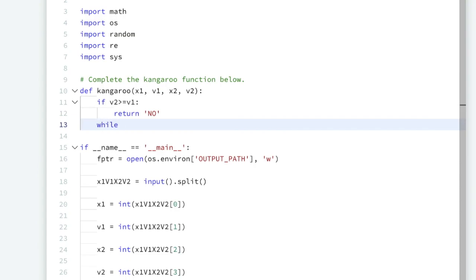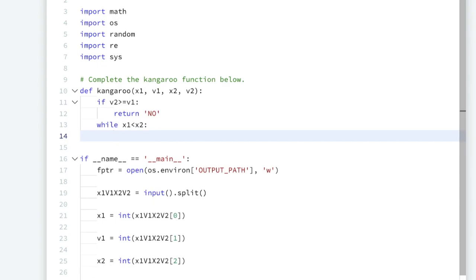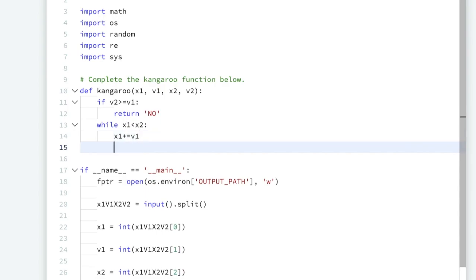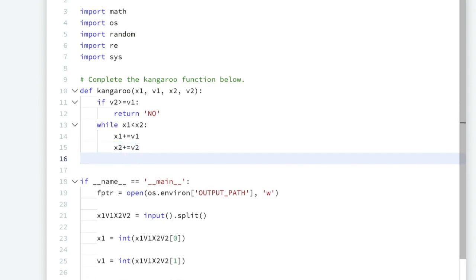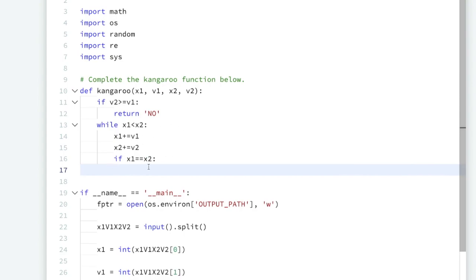while x1 is less than x2. While x1 is less than x2, it will jump and we will simply add x1 plus equal to v1 and x2 plus equal to v2. That means x1 equals x1 plus v1 and x2 equals x2 plus v2. Now we will check if x1 is equal to x2. If they are meeting, then we will simply return yes.